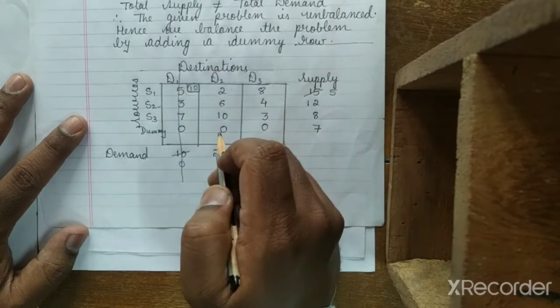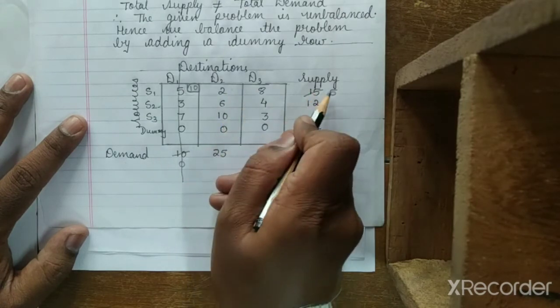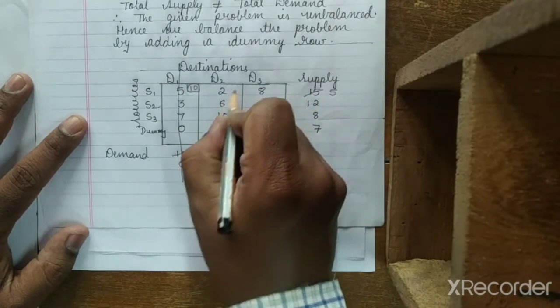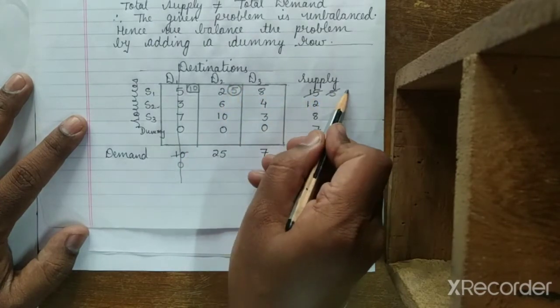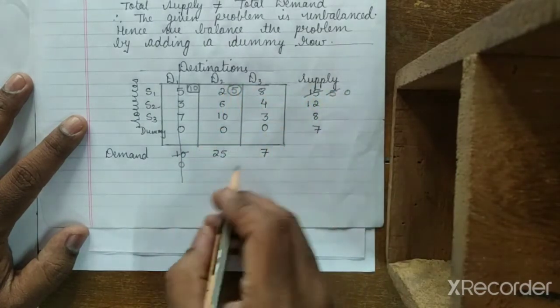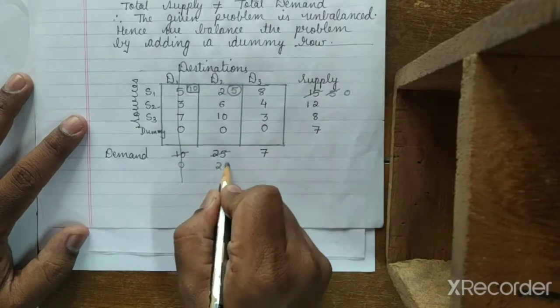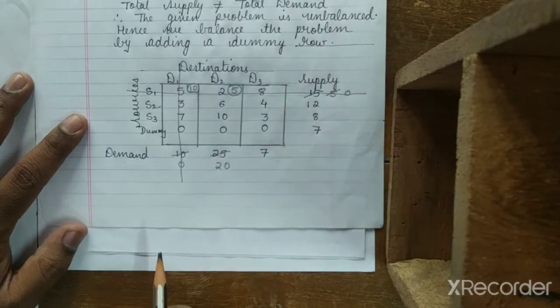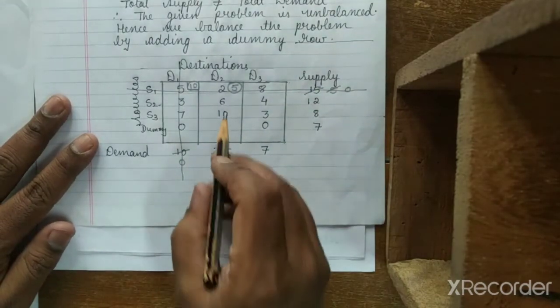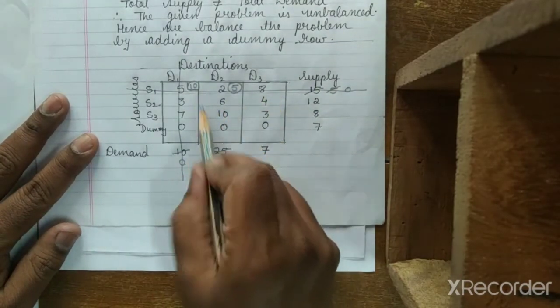So allocate here. How much will you allocate? Minimum of supply and demand. Supply is 5, demand is 25. So you have to allocate 5. Remaining is 0 because 5 you have allocated there. Here it is 20. This row has become 0, so I am cancelling it out. Now, the remaining matrix is only this much.